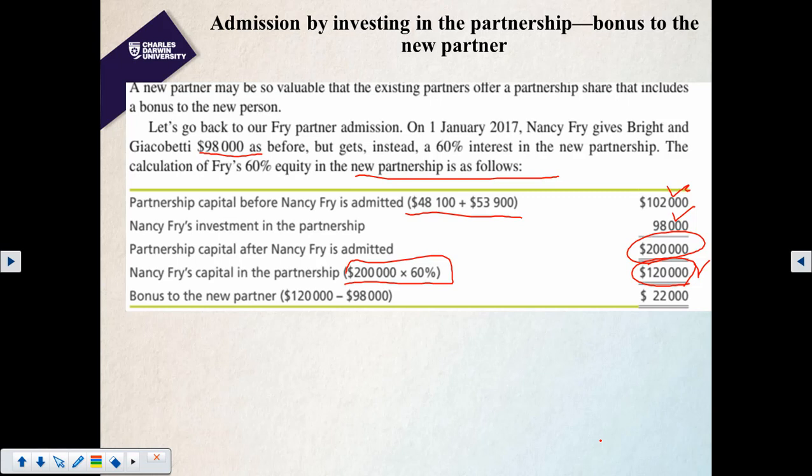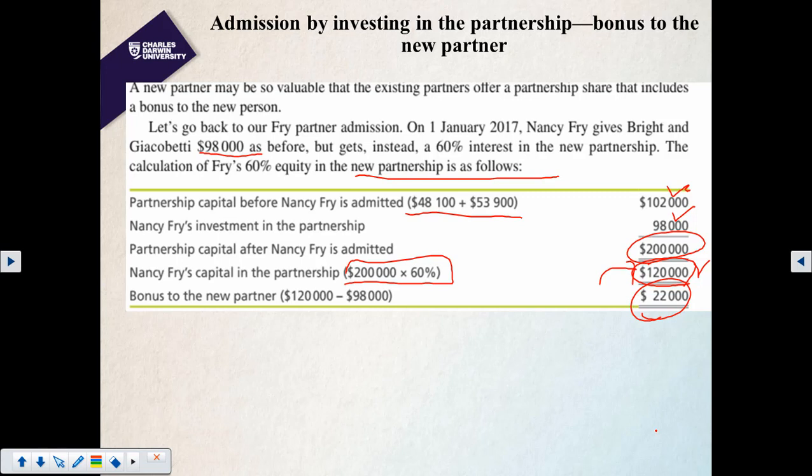But the question is, she provided $98,000, then how can she get $120,000? So that is our sacrifice. The existing partners who are there, they are giving a $22,000 bonus to her capital. So what will happen to this $22,000? Who will provide this?